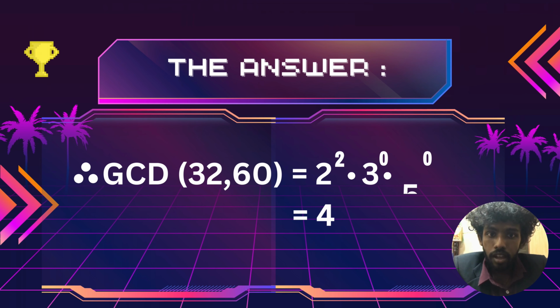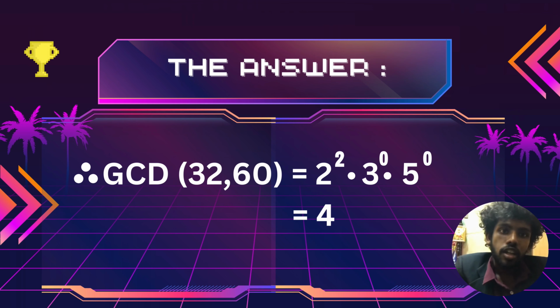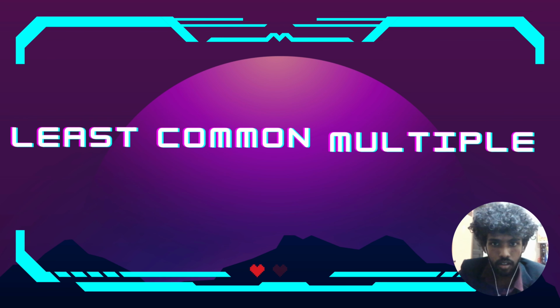And now, as we can see, the number obtained from the prime number technique is equal to the answer that we obtained from the Euclidean algorithm, which is number 4. So hence proof that the prime number technique and the Euclidean algorithm give the same answers to get the GCD.